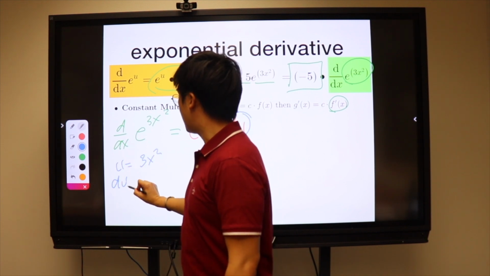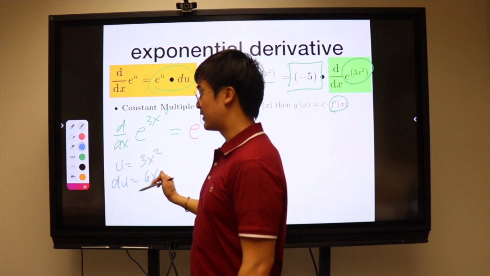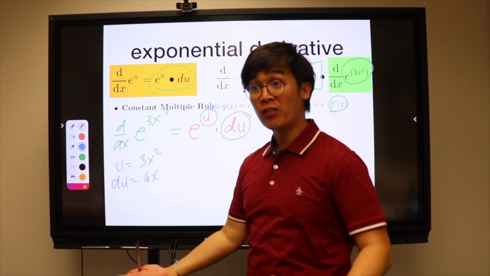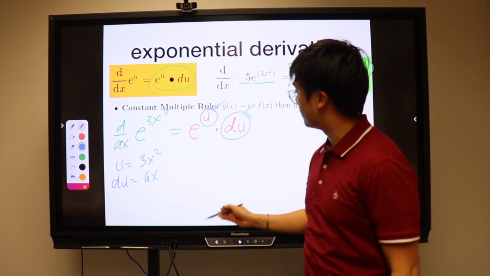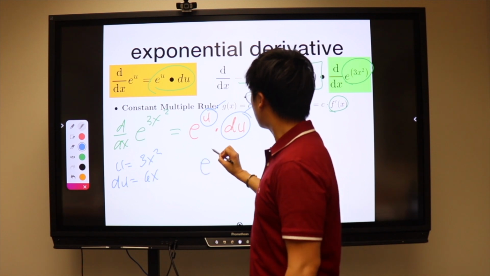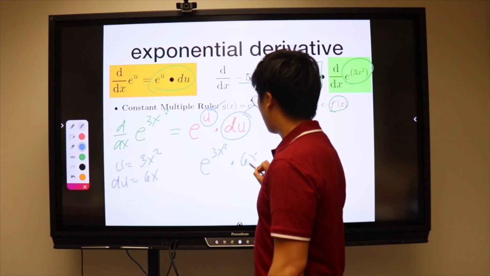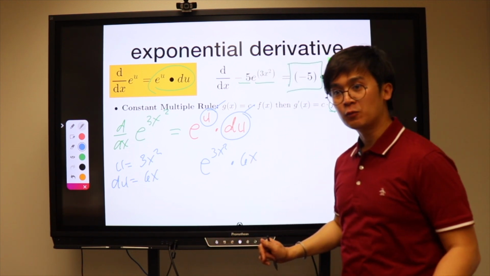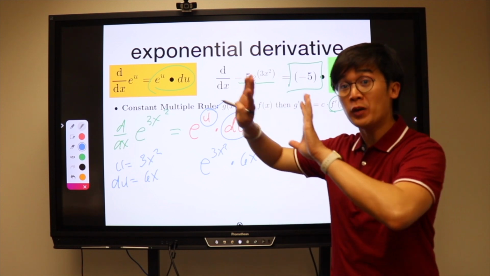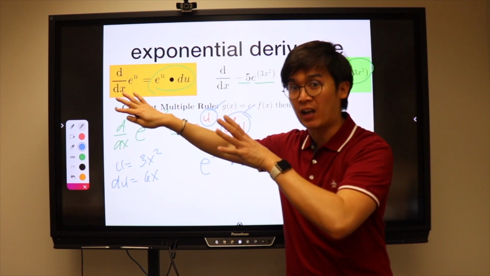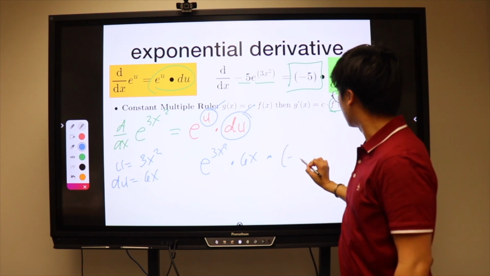What is the derivative of 3x squared? 6x. Now that we have all the ingredients we need, just replace this and that with those and we're done. We have e to the 3x squared times, am I forgetting anything with my answer? The constant. Don't forget it. You're going to set it aside, but don't forget the constant. So just bring them into the mix.